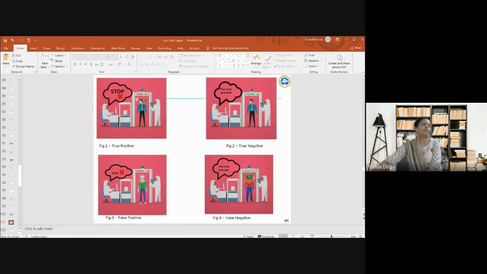The third case is what is called false positive. The name suggests itself. What does false positive mean? A passenger who's classified as COVID positive, but is actually not COVID positive. He's actually negative, but he's classified as COVID positive. False positive means when you predict that an observation belongs to a class, but it actually does not belong to that particular class.